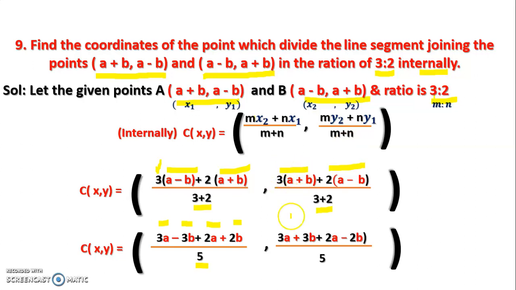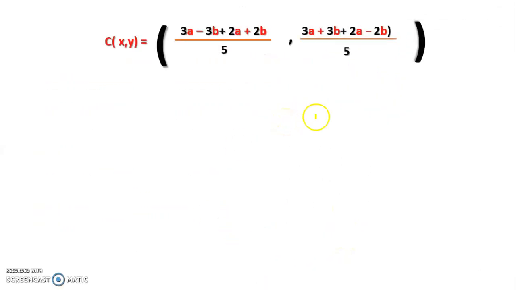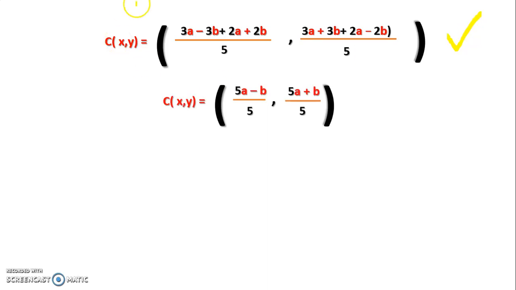Next, multiply here also: 3 into a, 3a; 3 into b, 3b; 2 into a, 2a; and plus into minus, minus 2b, so by 5. I have written the same step here, the previous step. And next, add the like terms: 3a plus 2a is 5a, and minus 3b plus 2b is minus b. Next, 3a plus 2a is 5a, and 3b minus 2b is plus b. This is the required coordinate: (5a minus b by 5, 5a plus b by 5).